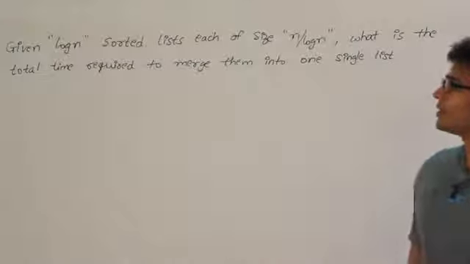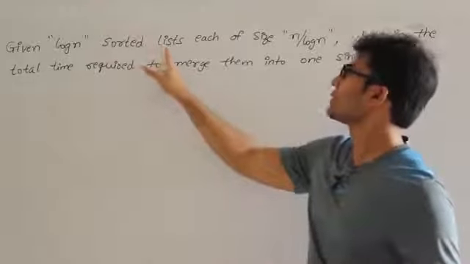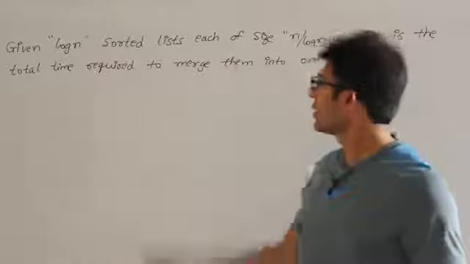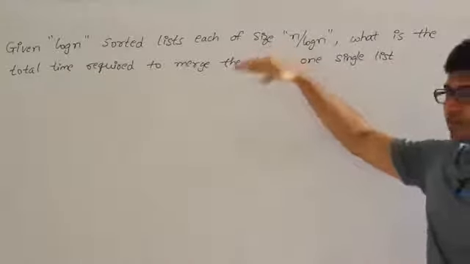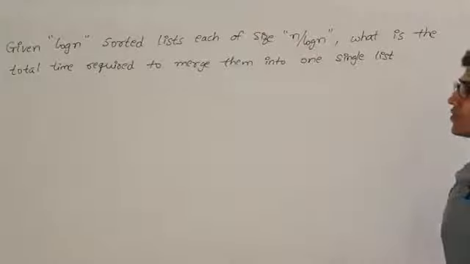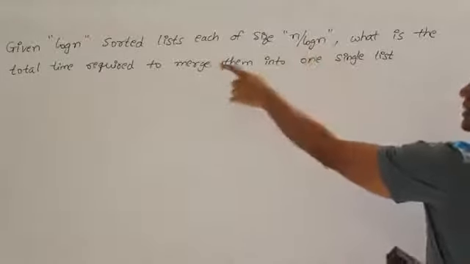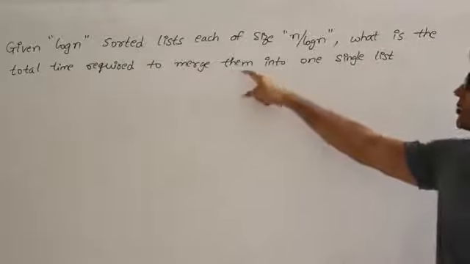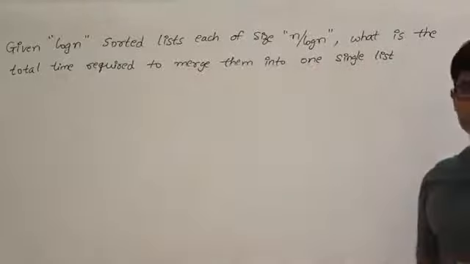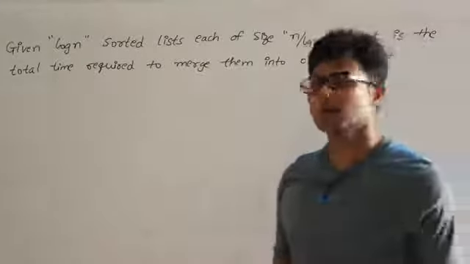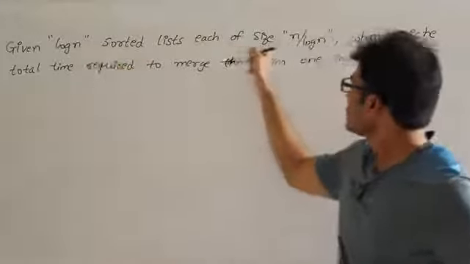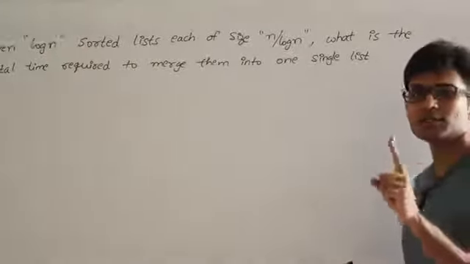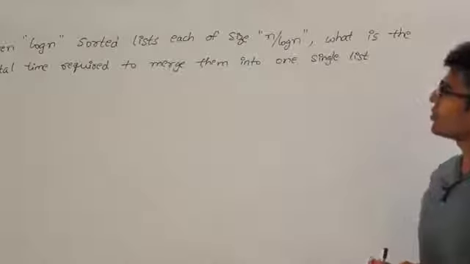Now the next problem is: given log n sorted lists, which means the total number of lists present is log n, and each of size n by log n. So every list contains n by log n elements, and there are log n such lists. What is the total time required to merge them into one single list? Which means I have log n lists, the size of each list is n by log n, and I have to merge them all into one single list. Then what is the total time required for it?